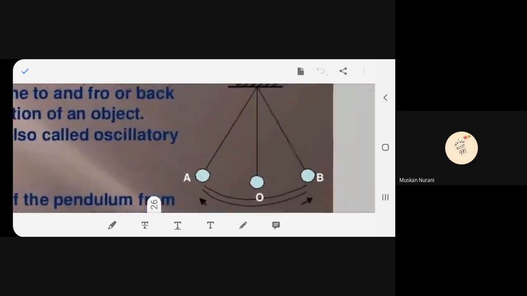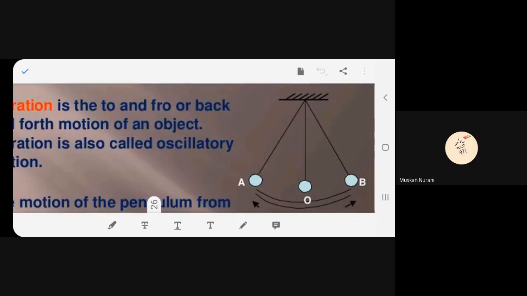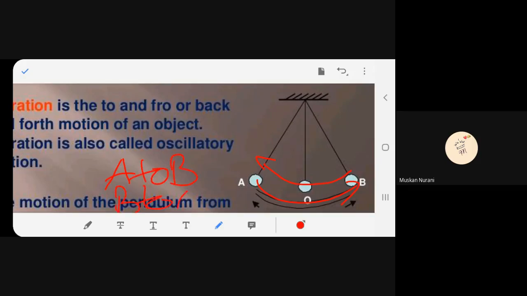Let's take an example of a pendulum. Now, from A to B, one move, and from B to A, that complete movement is called one oscillation. You understood? So what is the extreme position? A and B. First it will go from A to B and back from B to A. That complete duration, that complete movement, is called one oscillation. Did you understand better?